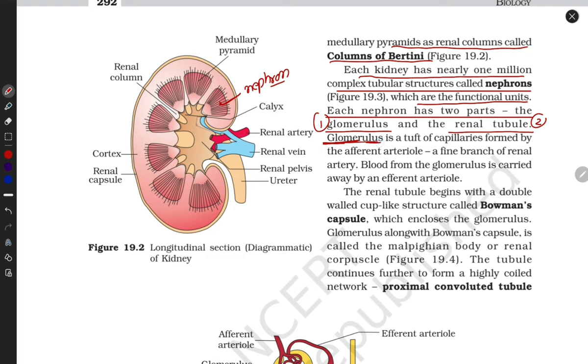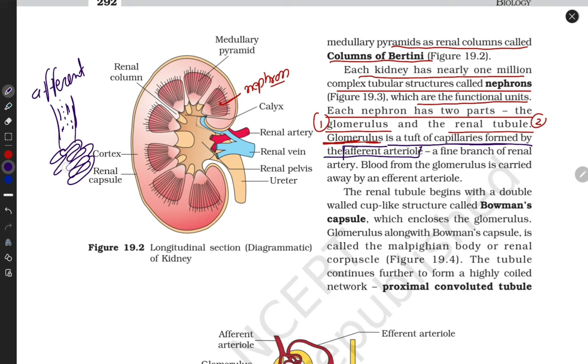What is glomerulus? Glomerulus is a tuft of capillaries formed by the afferent arteriole. What is the function of the afferent? They take blood and toxic substances towards the glomerulus. It is a fine branch of the renal artery. This is the modification of an artery.